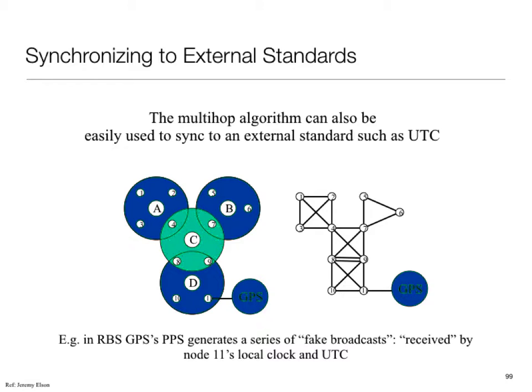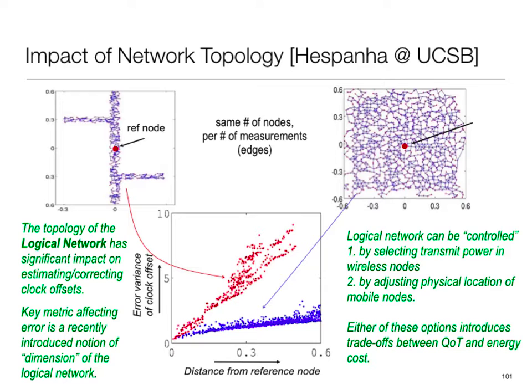The other thing which comes up is that how well your time is synchronized is more a function of your location in the network as opposed to your geographical location, okay? So connectivity matters more than the geographical separation. One group which has done a lot of work in this space is Joao Hespanha's group at UC Santa Barbara. And what they point out is that it's the logical network, the logical connectivity, as opposed to the actual physical location, which matters more. And how well your network synchronizes is a function of the dimension of the network.